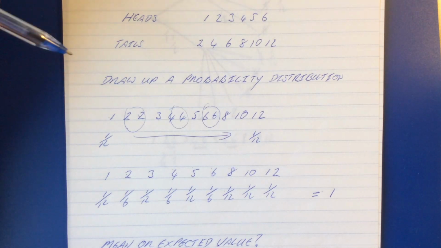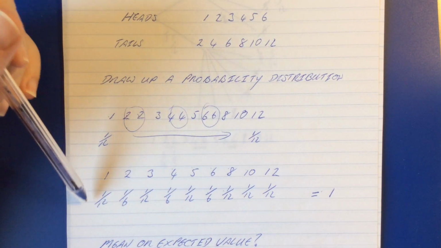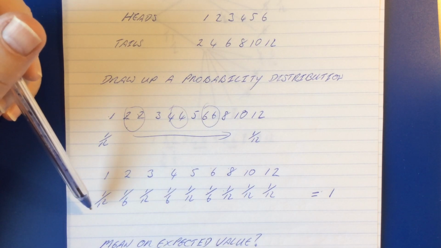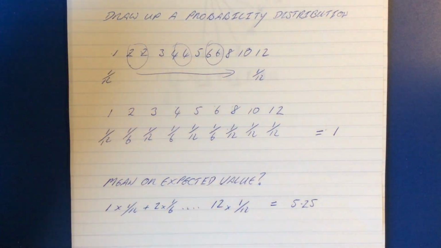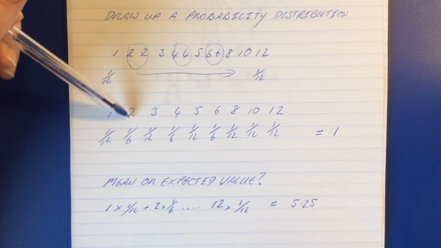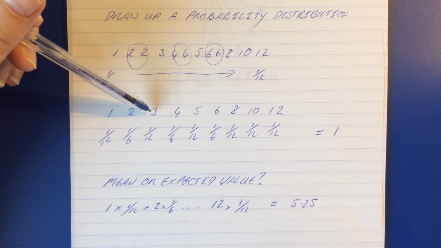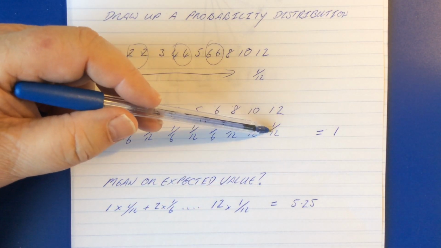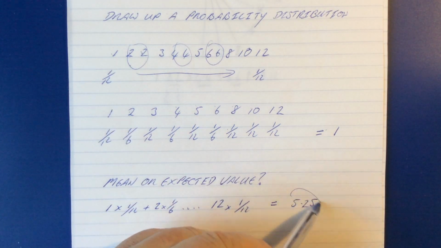Now, what is the expected value? That's actually fairly easy. It involves a calculator, but it is fairly easy. The really key thing is getting this distribution sorted out and the probabilities that come with it. So what is the mean or expected value? Well, it's each one of these times its probability. So 1 times 1/12, 2 times 1/6, plus 3 times 1/12, and so on, all the way up to 12 times 1/12. And when I work that out, that gives me 5.25.